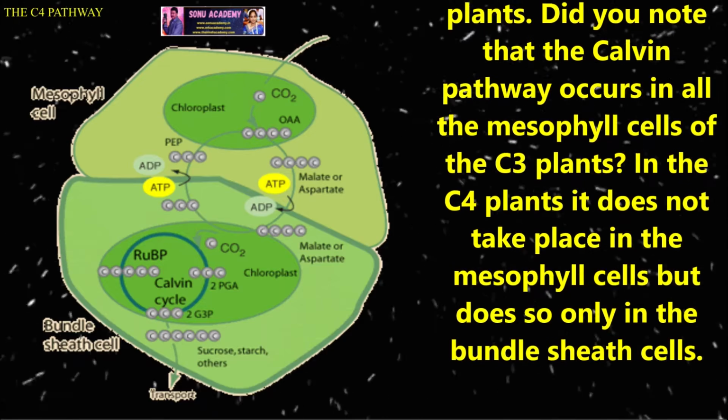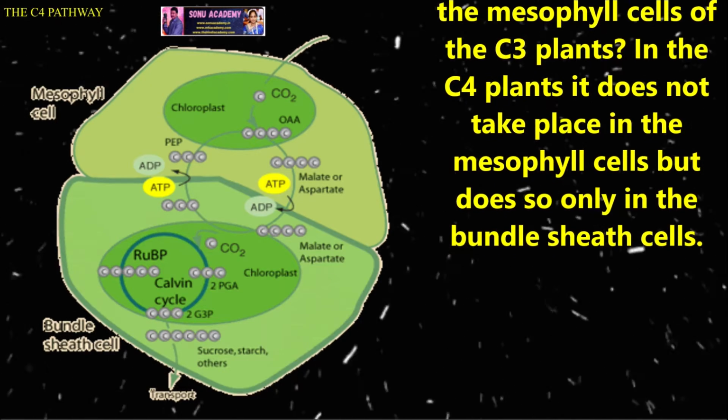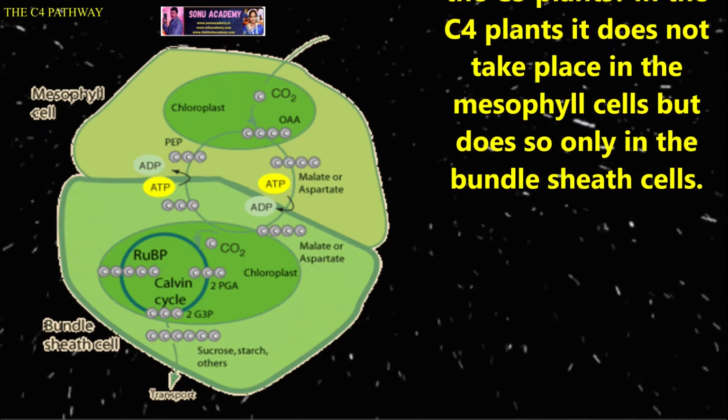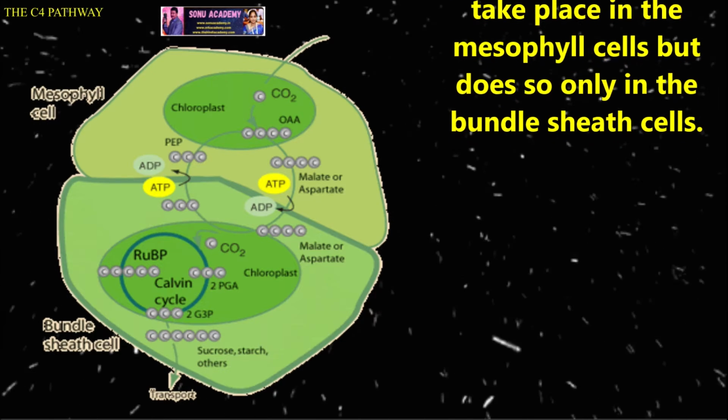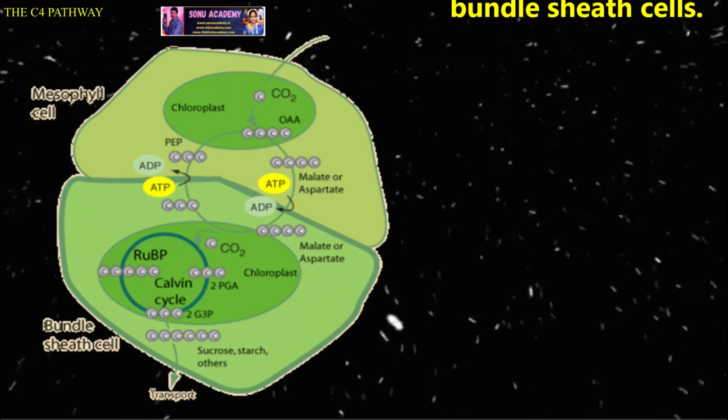and C4 plants. Did you notice that the Calvin pathway occurs in all the mesophyll cells of the C3 plants? In the C4 plants, it does not take place in the mesophyll cells but does so only in the bundle sheath cells.